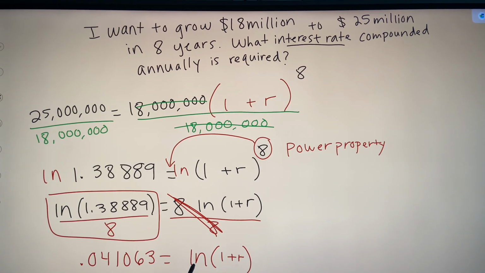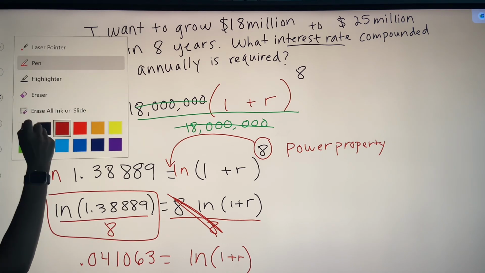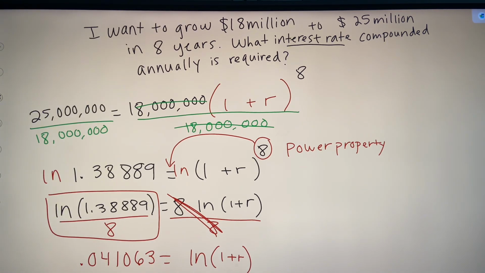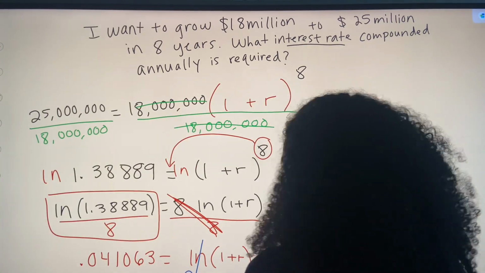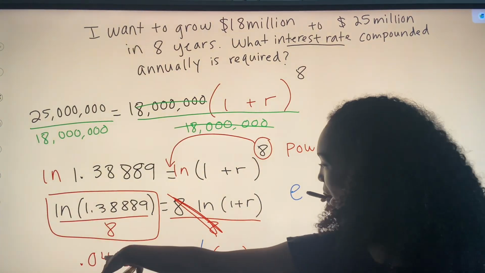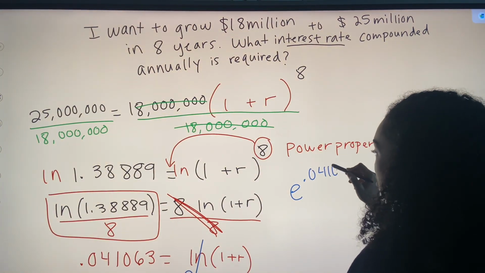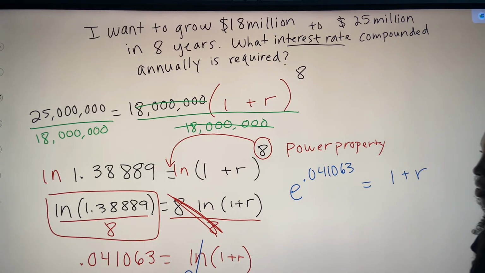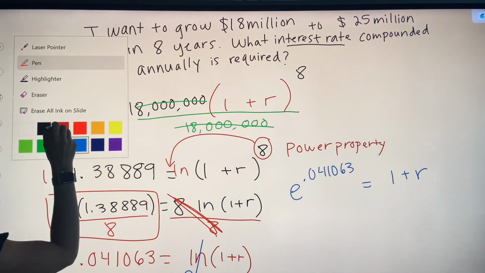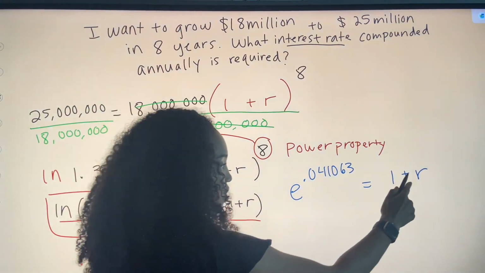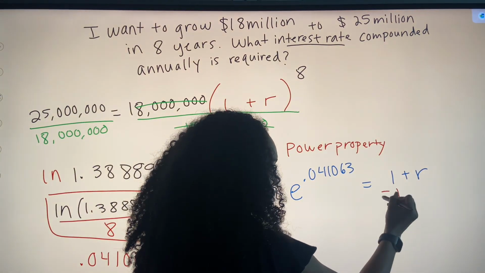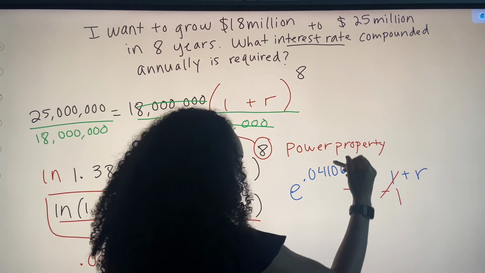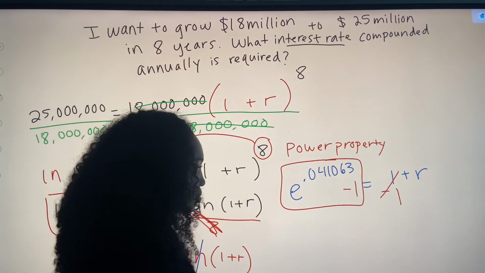I need to now get rid of this natural log. How do you get rid of a natural log? E. So we're gonna do a base of e on both sides, and those cancel. So what I'm gonna type into my calculator, I have e to the power of 0.041063 equaling 1 plus r. We're very close. Now all you have to do to get r by itself is subtract 1. So I'm going to type this into my calculator.